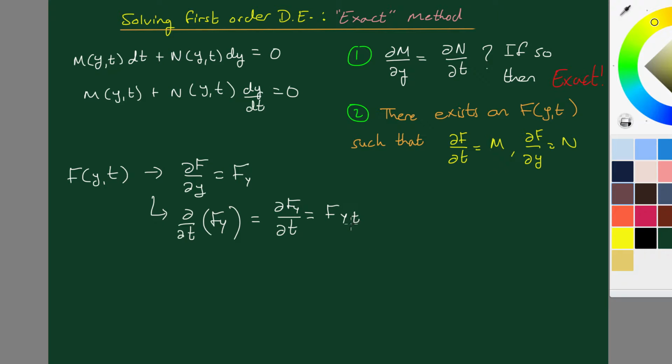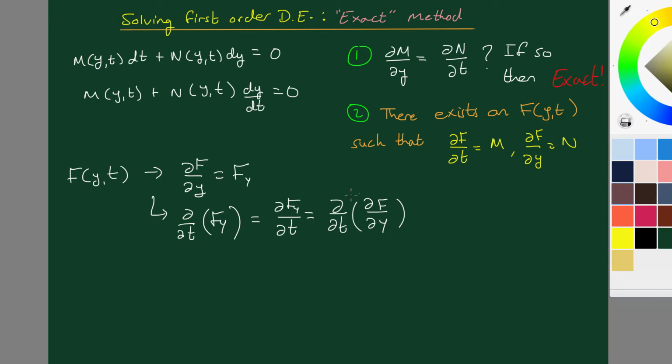I'm not entirely sure if it should be F sub ty or F sub yt, so let me not even go there. Let me just write this as d/dt of dF/dy, just so we don't cause any confusion. So we see here that F of y comma t has first been derived with respect to y, and now is being derived with respect to t. Okay?